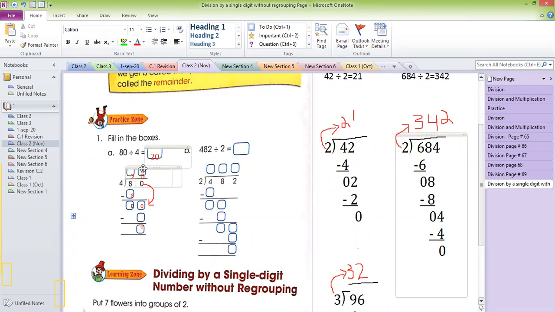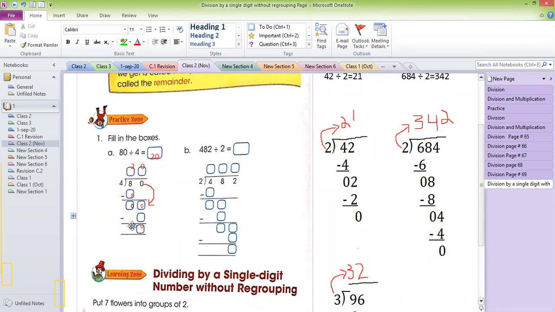This is your answer, guys. 20. How do you solve it? You check the table of 4. 4 multiplied by what number will give you 8? 2. So you multiply 4 by 2. 4 by 2 equals 8. Then you do subtraction, 8 minus 8, 0. Then you drop the 0 down here.